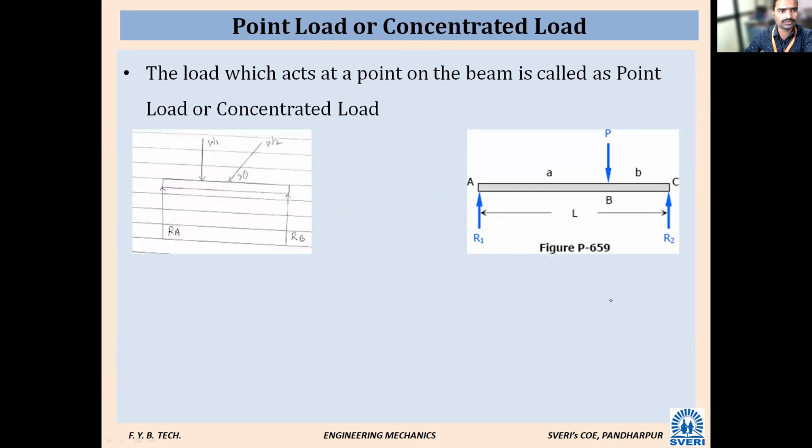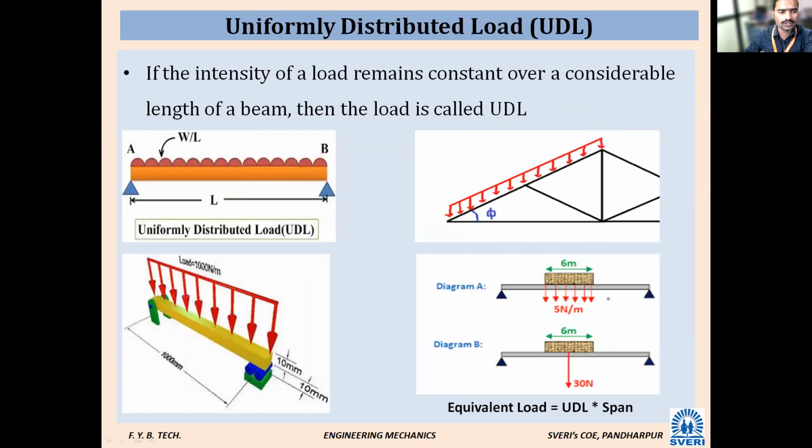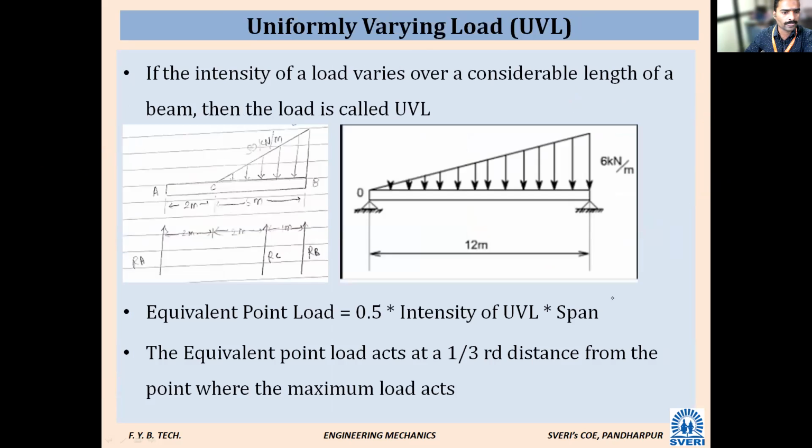This one diagram is good. This one you have seen. See just what is given in the problem. So here he is asking about uniformly varying load. If the intensity of load varies over a considerable length of the beam, then the load is called as UVL. Here it is how much? It is 0. Here it is how much? It is maximum, that is 6 kilonewton per meter.